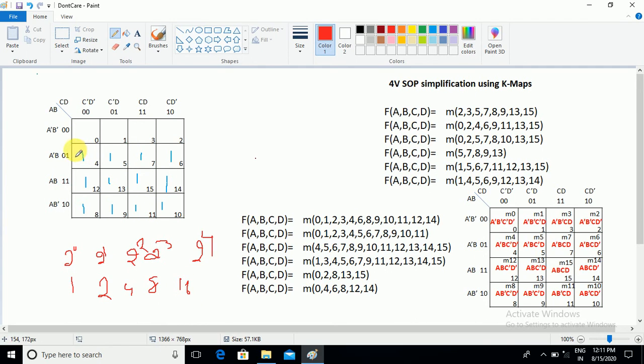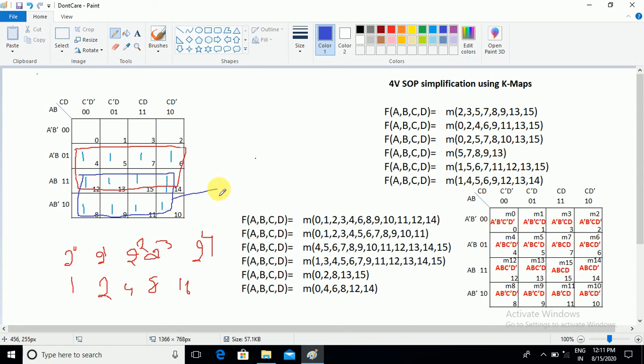Accordingly, here we can do only 8 cell grouping. What is the next group? The next group will be 8, 9, 10, 11. But if you take the overlap with 12, 13, 14, 15, here also you can create another 8 cell grouping.